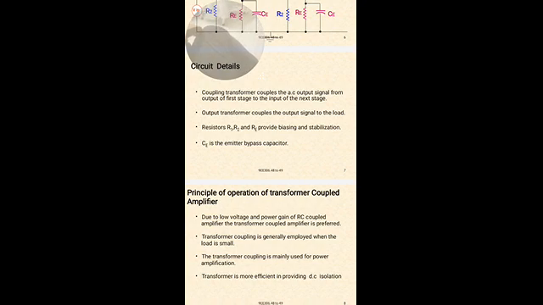The amplified AC signal flows through the bypass capacitor instead of flowing through the RE. If it flows through RE, the voltage gets dropped, voltage gets reduced, that is going to reduce the gain. So the bypass capacitor is used across the RE to bypass the AC output signal. Now let us see the operation.